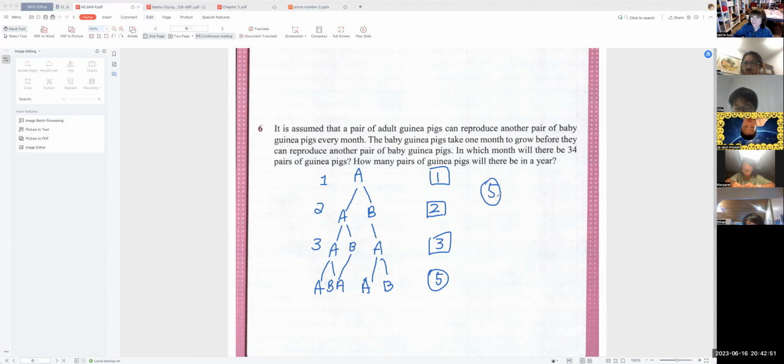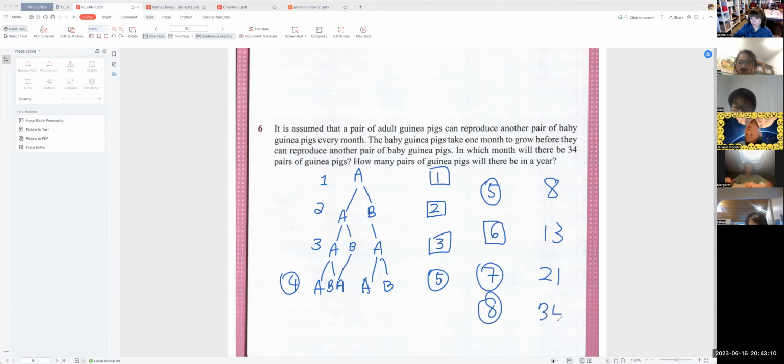No, we didn't kill him. So it's 1, 2, 3, 5. So the 5th month is going to be 8. And the 6th month is going to be 13. And the 7th month is going to be 21. And the 8th is going to be 34.